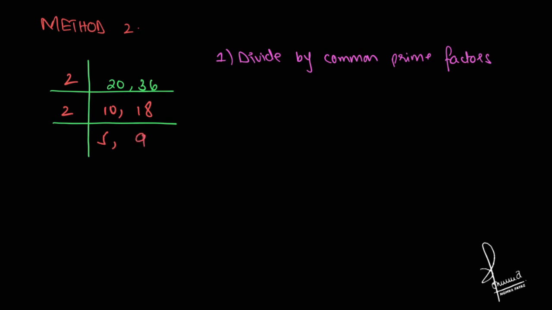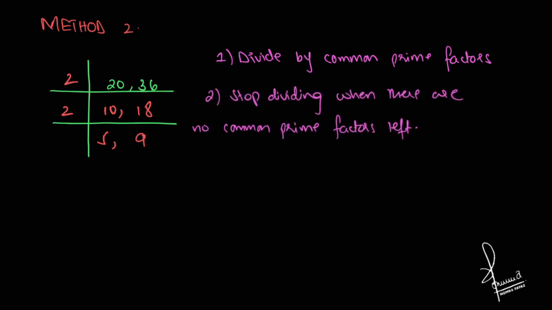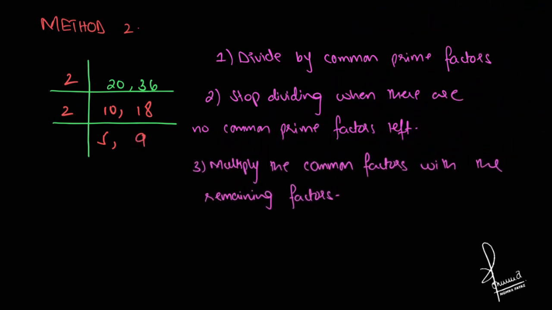Now do you have any common factors left over here? You don't. 5 और 9 का कोई common factor नहीं है. So first step complete है. Second step आपके पास आ क्या है? Stop dividing when there are no common prime factors left. Like over here I stopped. LCM क्या होगा? Multiply the common factors with the remaining factors. So आपके पास common factors क्या हैं?